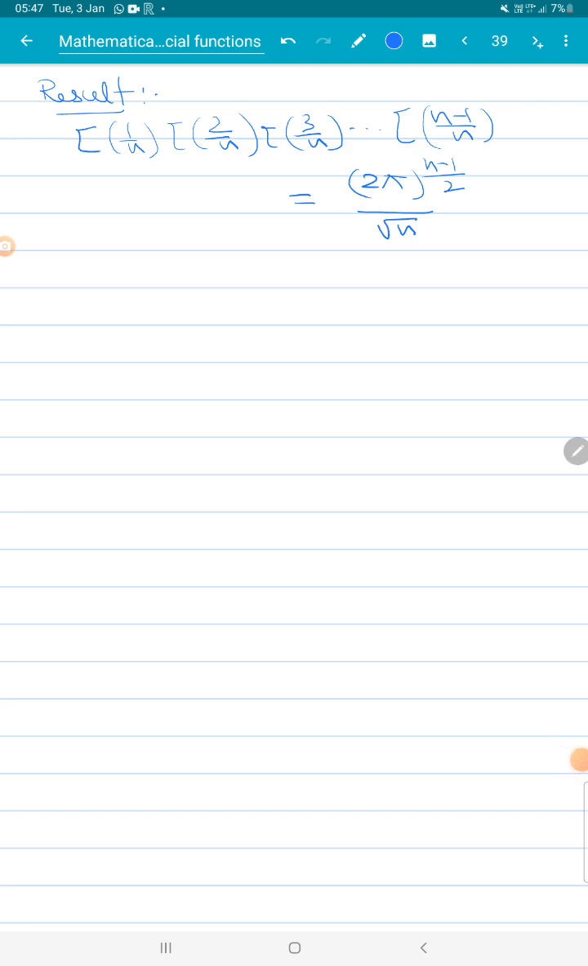So here one result must be explained. Gamma of 1 by n, gamma of 2 by n, gamma of 3 by n, and so forth, gamma of n minus 1 by n is equal to 2 pi power n minus 1 by 2 by root n. Here I don't want to explain this result, but based on this result I want to do some problems. And now take the problem.